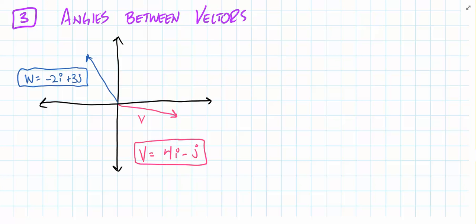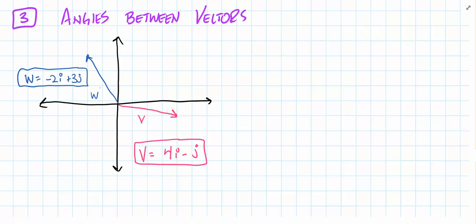All right. This is where the graph paper comes in handy. Not necessary if you don't have it, but don't worry about it. So I have two vectors in the plane that we've just drawn. I have vector v, which is components 4i minus j. And then I have vector w, which is negative 2i plus 3j in the coordinate plane.